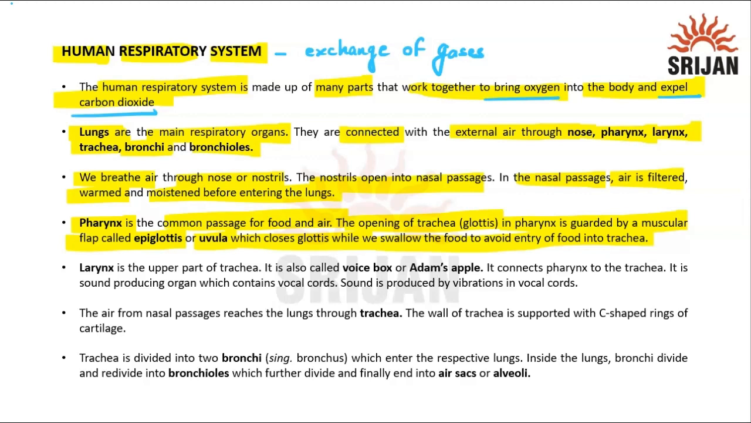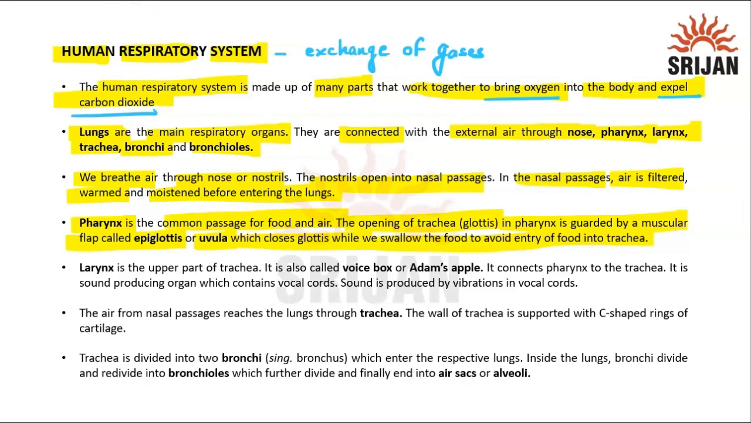And if it enters, you might choke sometimes, and you might feel pain if even the water will enter. So that is why that flap will always stop the food and water and only allow the air to pass through it. Then you have the larynx.